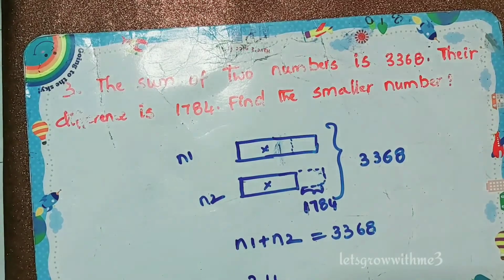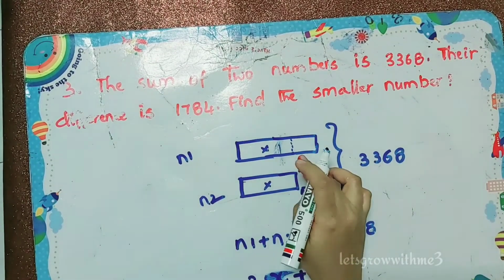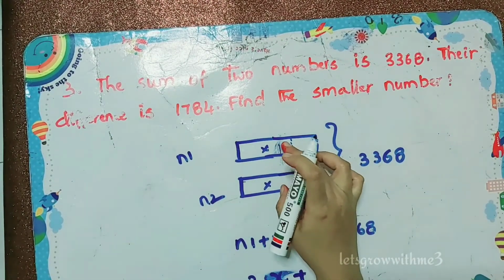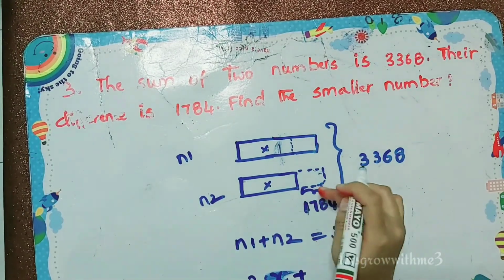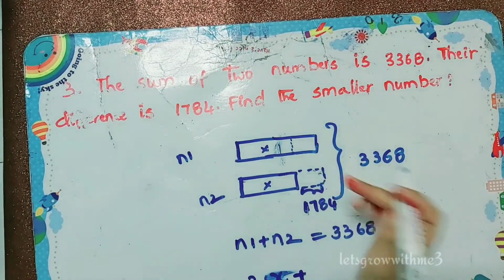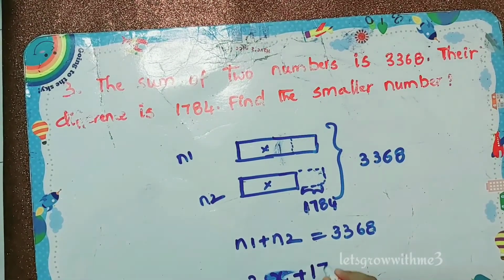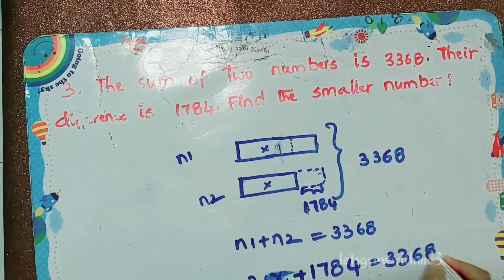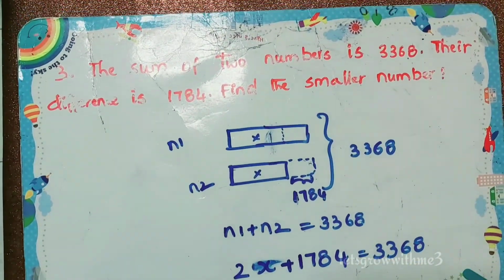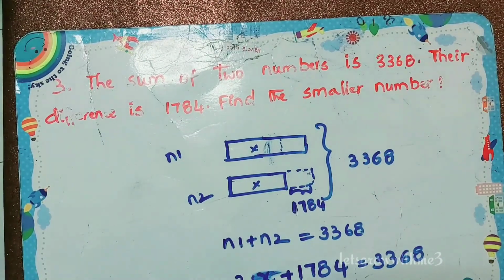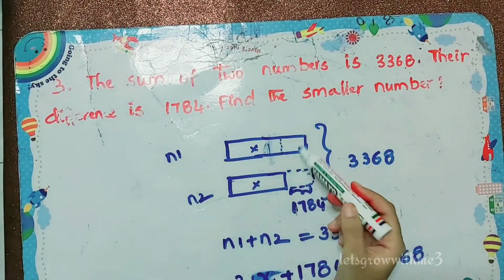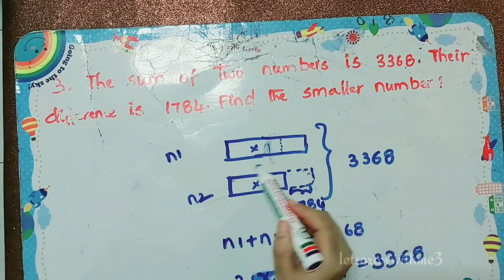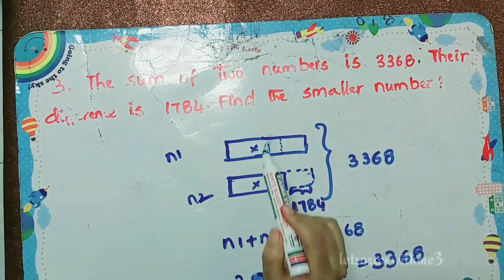So if we add two units or two variables, x plus x, plus the extra amount that one number has, which is 1784, then you should get how much? 3368, right? So now I am writing the expression, which is x plus x, which is 2x, plus 1784 is equal to 3368. That's what, right? Of the two numbers, one number is x, and one number is more than x. How much more? That is 1784. That's what I want to represent in the form of an expression.